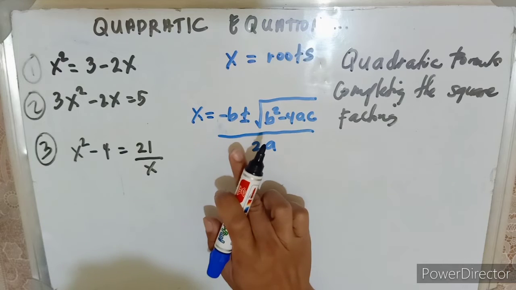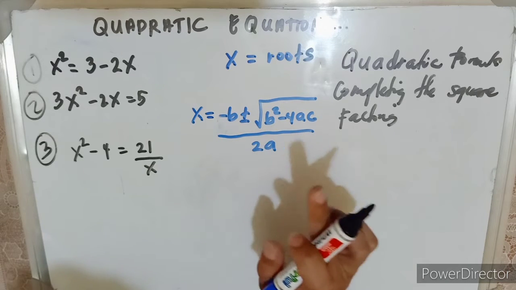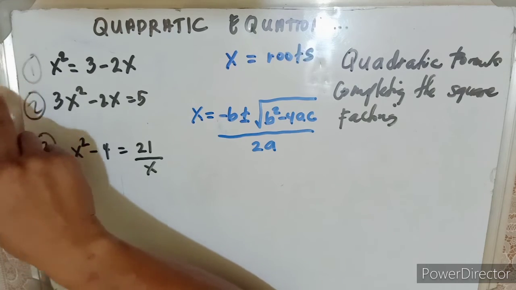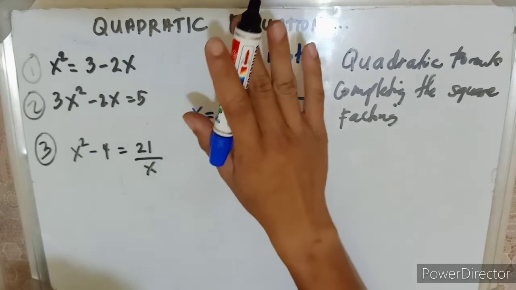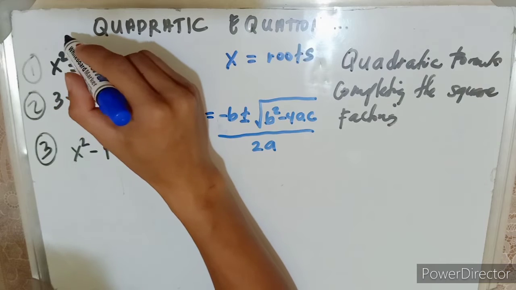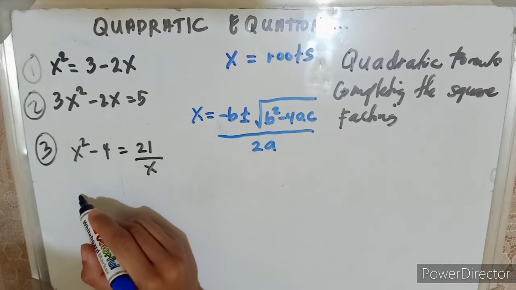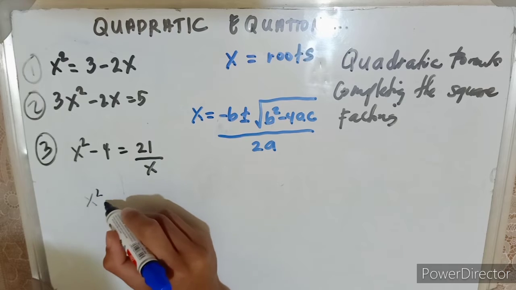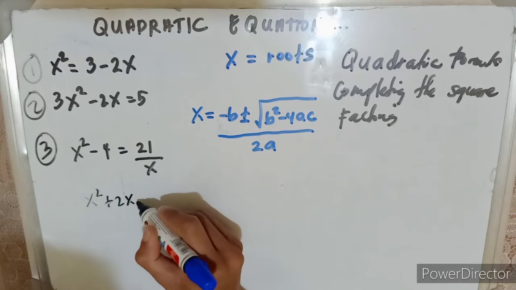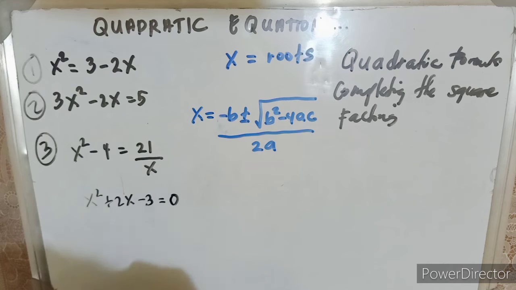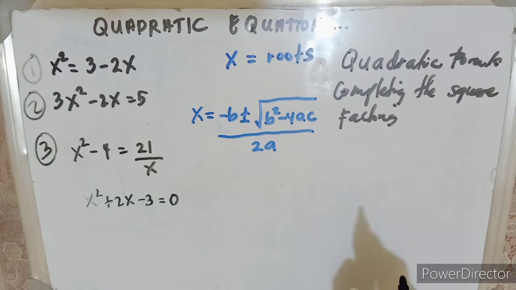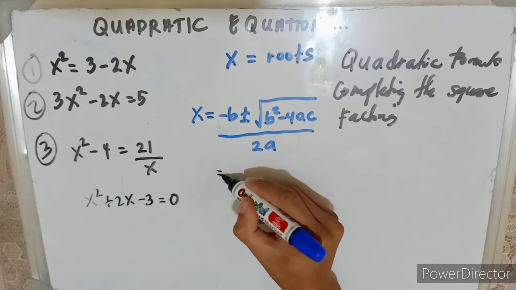But before that, guys, from the first equation natin, kailangan gawin mo muna na kung saan yung right side mo is equal to 0. So ilagay natin dito: x squared plus 2x minus 3 is equal to 0. Galing ito sa equation number 1 natin. Now, substitute na po natin yan.